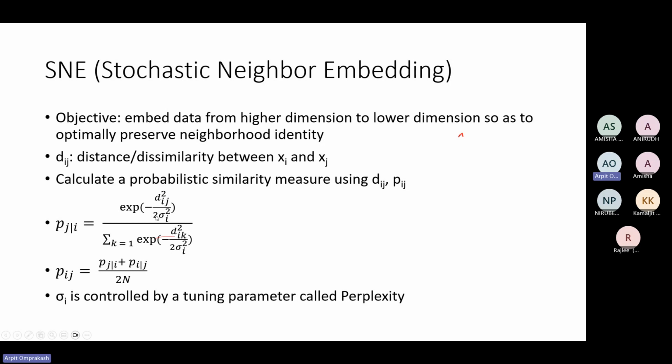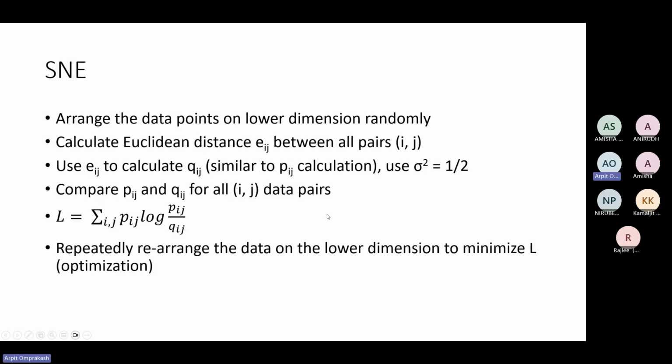Okay. So this form of representation that we get here is basically a normal distribution. This is how a normal distribution looks like. So here we are trying to find a probabilistic measure, which is basically a Gaussian. Okay. Then, after we find this similarity measure, we randomly arrange all the data points in lower dimension and calculate the Euclidean distance between all pairs of data. Okay.